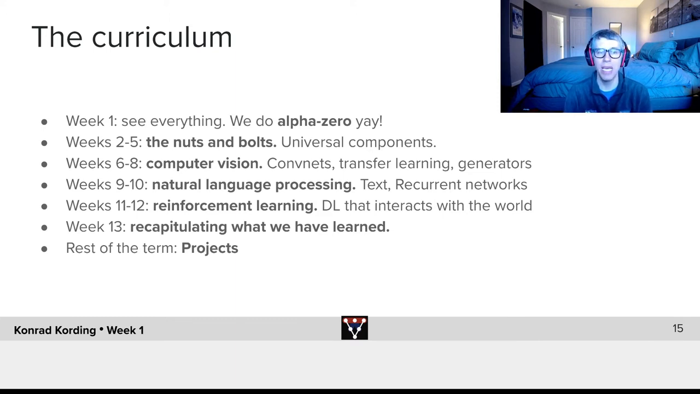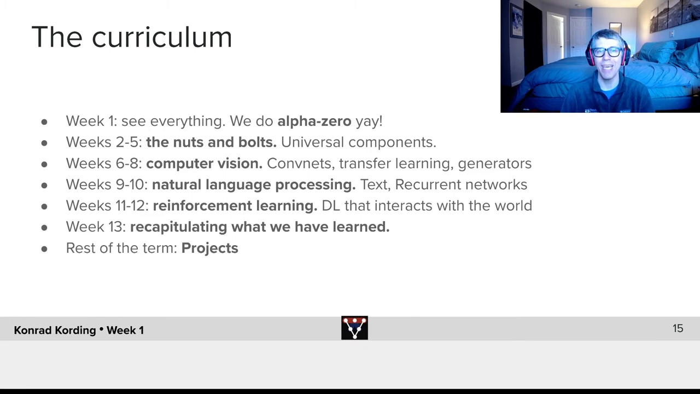Now, in the next 4 weeks, weeks 2 to 4, we will be talking about the nuts and bolts of deep learning. How do we set up neural networks? How do we use PyTorch? How do we deal with hierarchical, interesting systems? How do we optimize things? How do we make sure that it's properly regularized? Those are the nuts and bolts. That is what makes deep learning work. A lot of it isn't as fancy as, say, Alpha Zero, but a true mastery of the nuts and bolts is what makes you effective at solving problems.